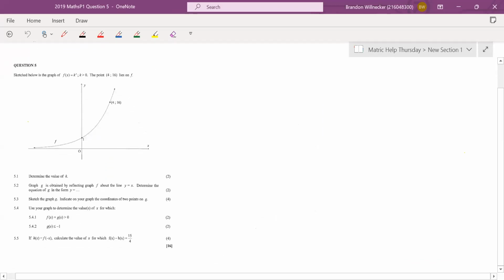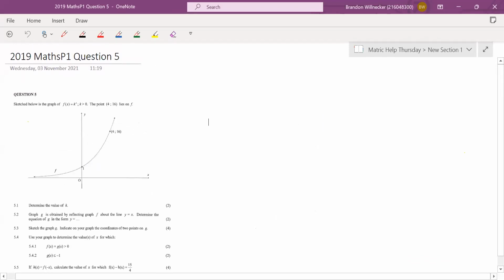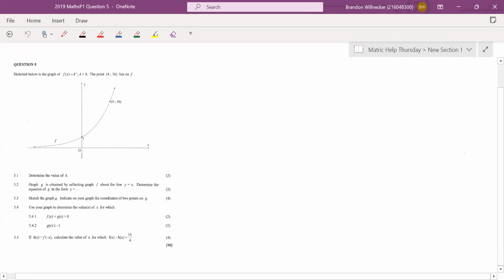Next one, question 5. This is question 5 from 2019 Maths paper 1. So we've got ourselves an exponential. f of x is equal to k to the x, where k is greater than 0. The points 4 and 16 lie on f. Oh, that's over here. Another thing to notice: the y-intercept is at 1. Okay, 5.1. Determine the value of k.